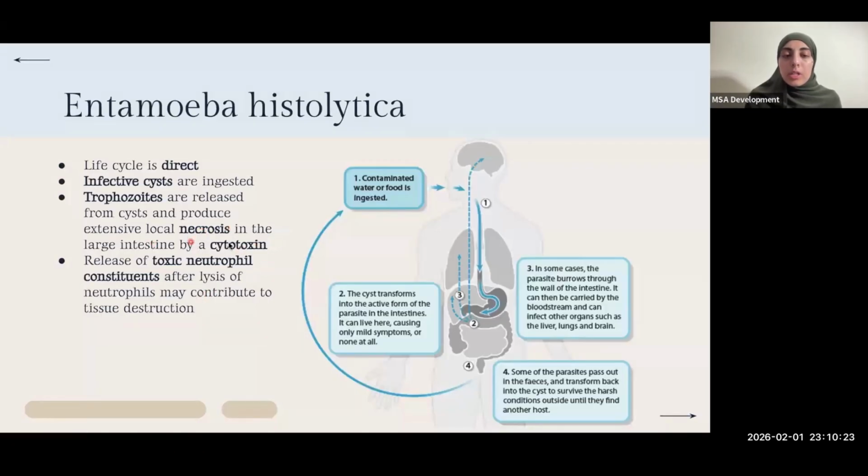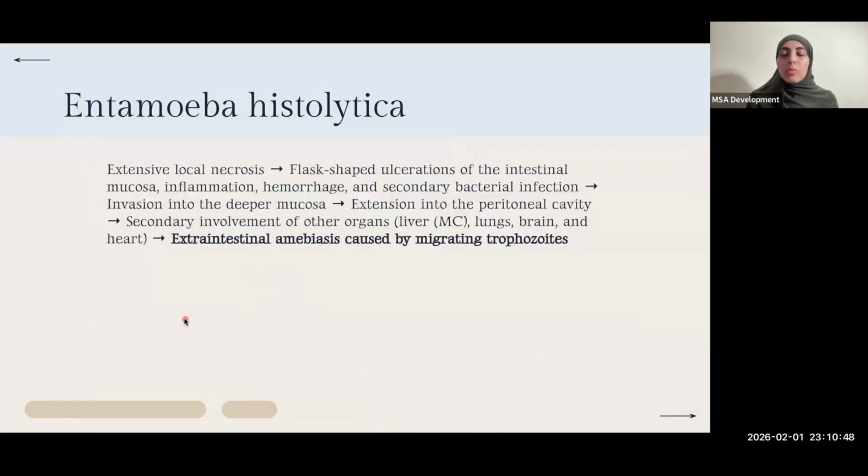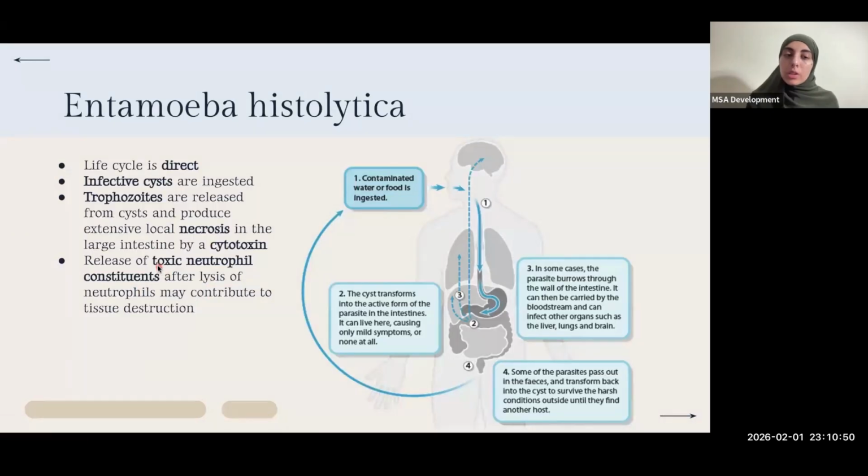Another thing in the pathogenesis, other than the cytotoxin, is the fact that you have a lot of inflammatory cells and neutrophils coming in. These neutrophils will then die, and the toxic constituents of these neutrophils, after they are lysed and die, will also contribute to tissue destruction. So eventually, you have tissue destruction by cytotoxin and by toxic neutrophil constituents. So now we reach the necrosis, right?